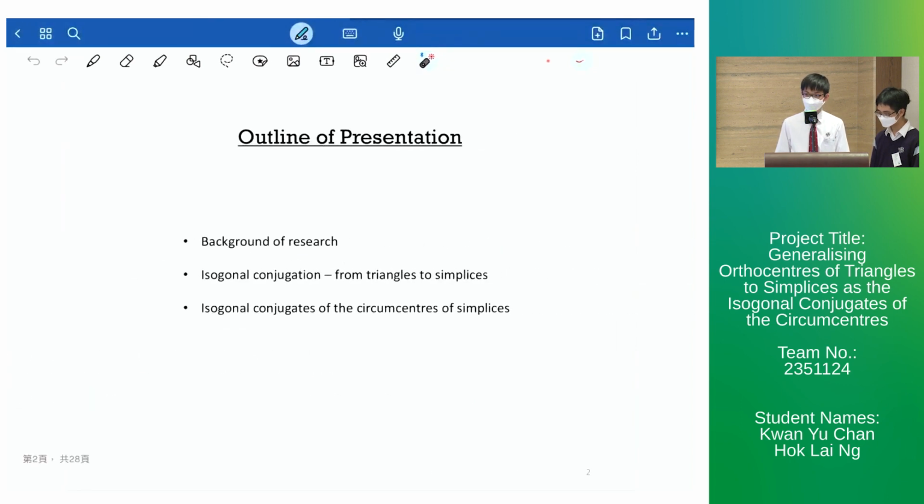This presentation is organized as follows. First, we will discuss the background which has motivated our research. Then, we will discuss our method of generalizing the idea of isogonal conjugation from triangles to simplices. Finally, we will discuss two interesting properties of the isogonal conjugates of the circumcentres of simplices.